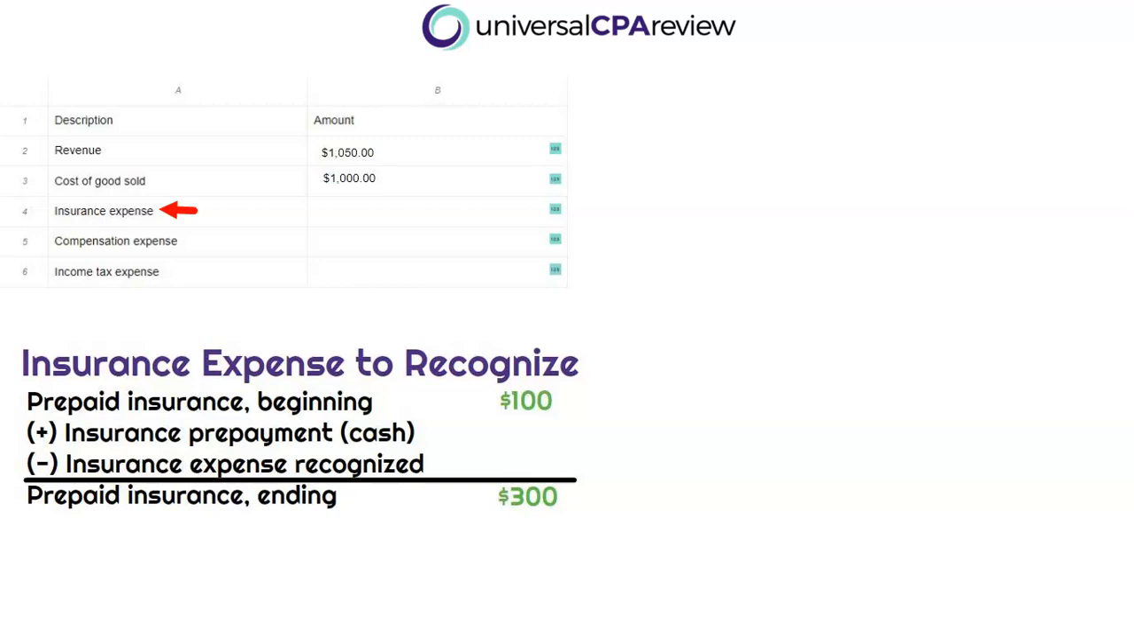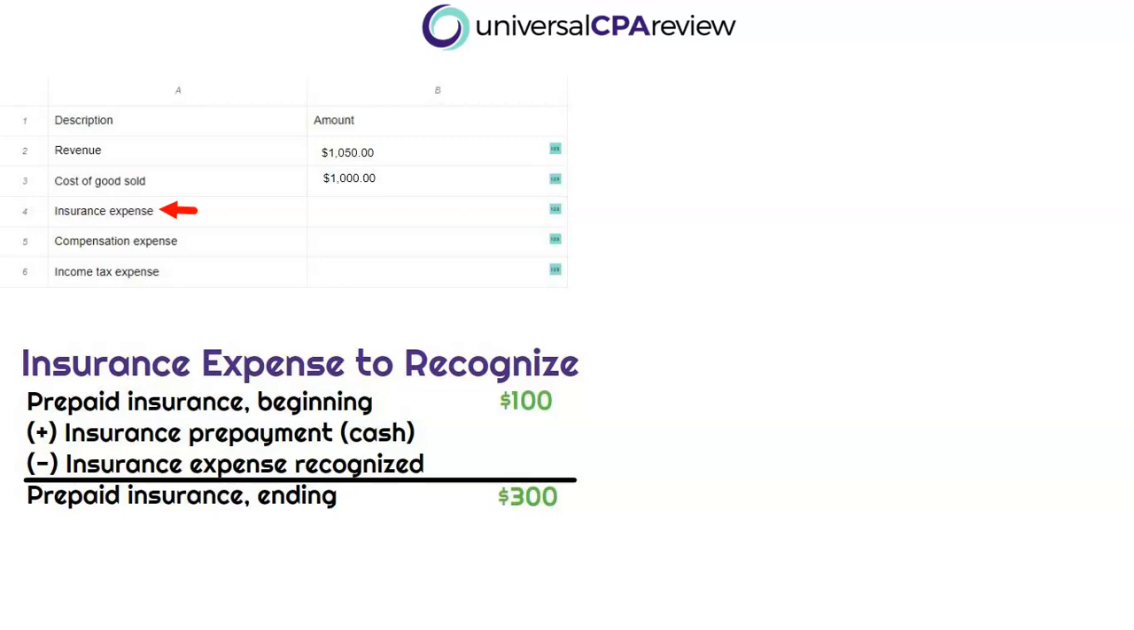So similar to the prior two types of accounts, right? Here's our roll forward again. We start with prepaid insurance beginning, which was 100. And then what would increase that account? Well, when we make that prepayment in cash, that increases it. Now we don't have that yet. The next line here would be the amount of insurance expense recognized during the year. And then that would get us down to the ending prepaid insurance balance, which we know is $300.